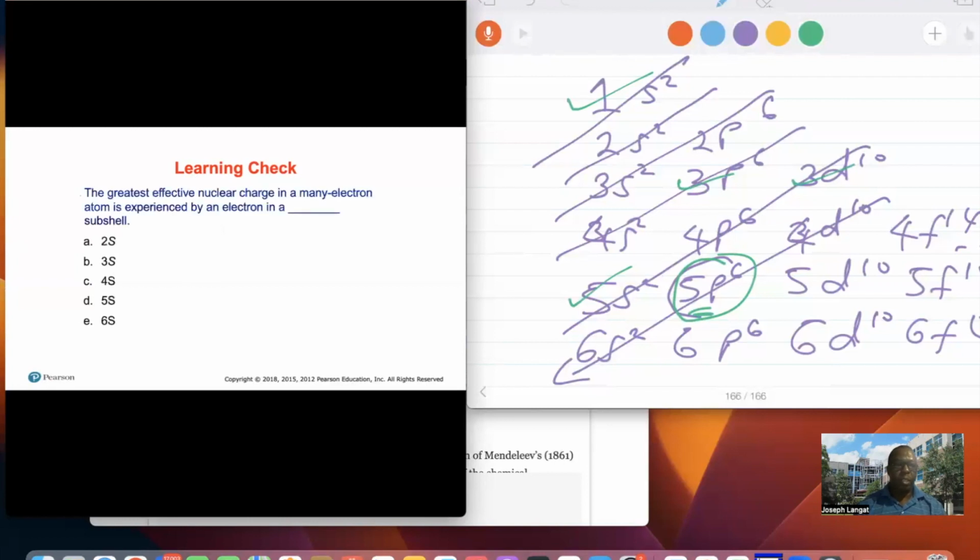If I go back to this, in case you're wondering how I came up with 2s: it is closer to the nucleus, 2s. 3s is farther away. Remember when we write the electron configuration? So this one will be for that 2s.